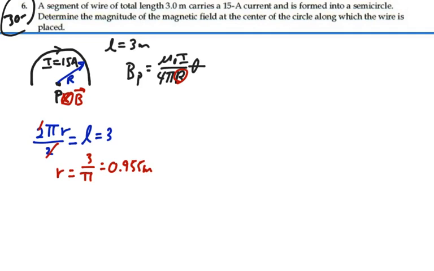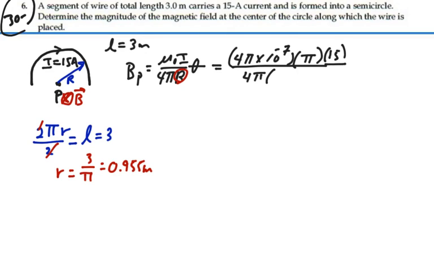Alright, so if we continue this, mu naught is 4 pi times 10 to the minus 7. The angle theta is going to be pi radians. Oh, and our current as well, don't let me forget that: 15 amps of current over 4 pi, and then we just found our radius of this circle would be 0.955 meters. The 4 pi's cancel out, and what do we get?